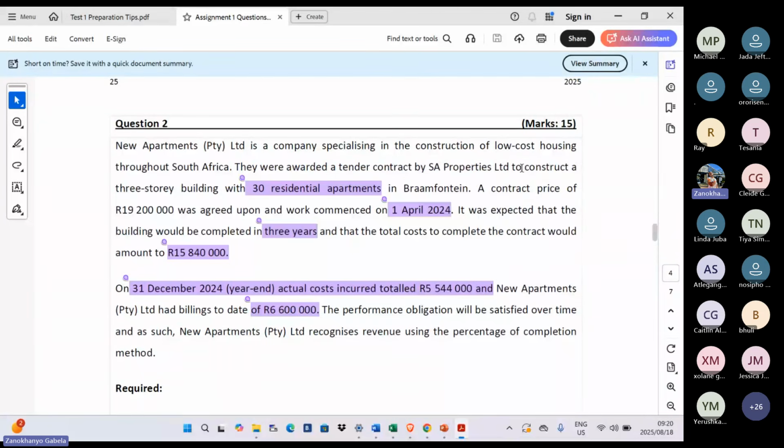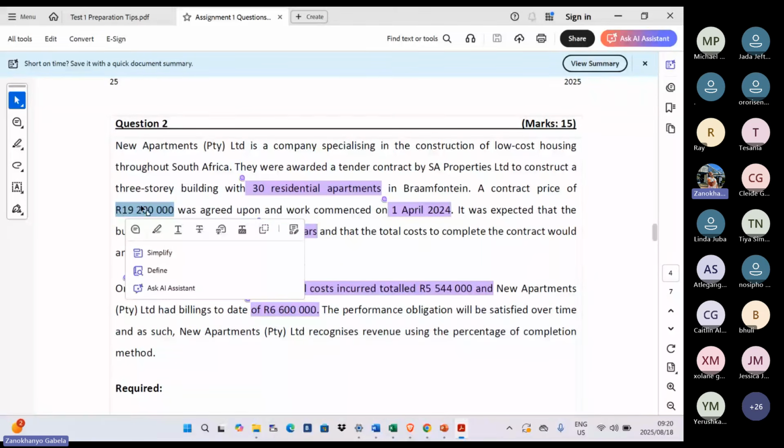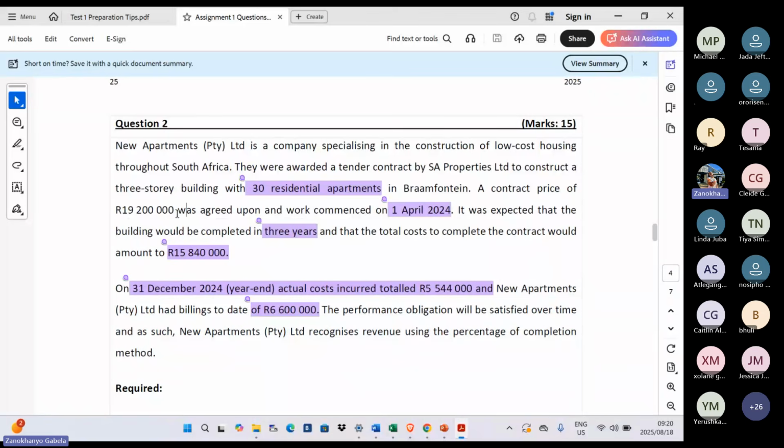What are we going to do? To construct a 3-story building. That is step number 2, which is a performance obligation. Okay, and then it says a contract price of 19.2 was agreed upon. Perfect. That is basically determining the transaction price. We're given that as well. Obviously, that means we'll focus on step number 2, because it's going to be satisfied over time. I can already tell it's not going to be at a point in time. So we'll need to understand how we measure revenue. So that's going to be our problem of the question. How do we measure revenue?